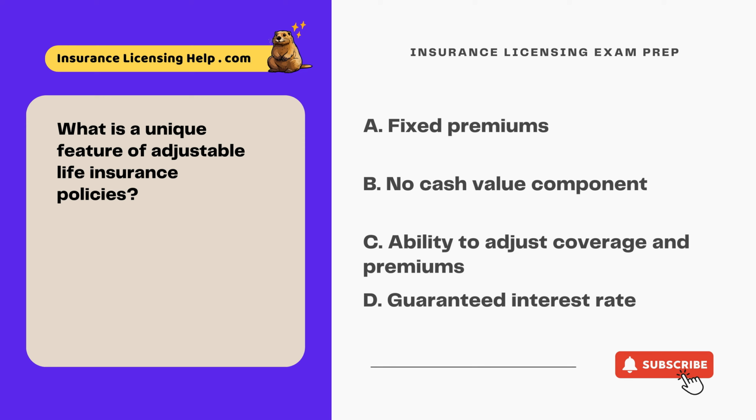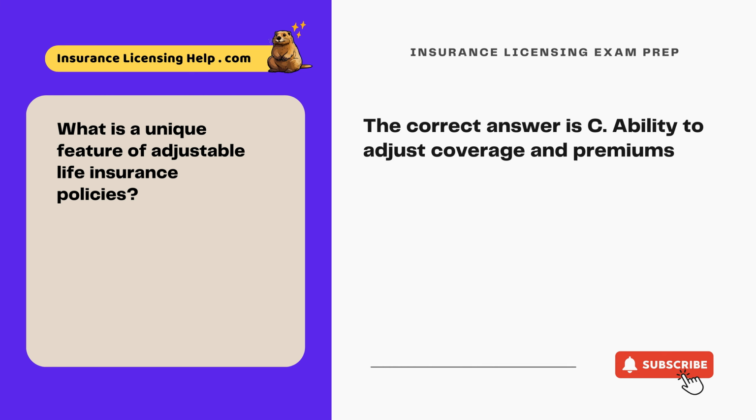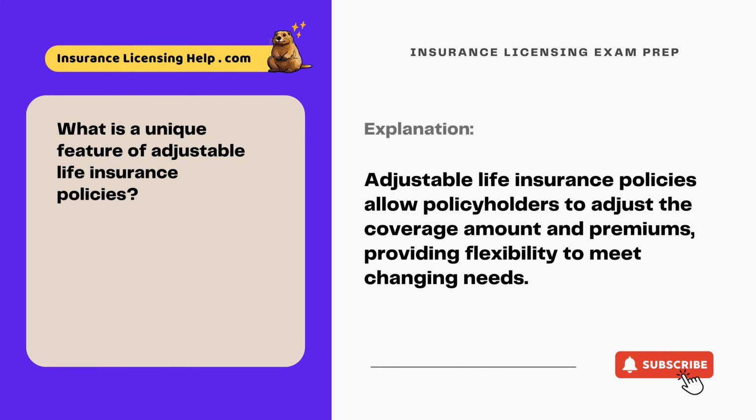D, guaranteed interest rate. The correct answer is C, ability to adjust coverage and premiums. Adjustable life insurance policies allow policyholders to adjust the coverage amount and premiums, providing flexibility to meet changing needs.